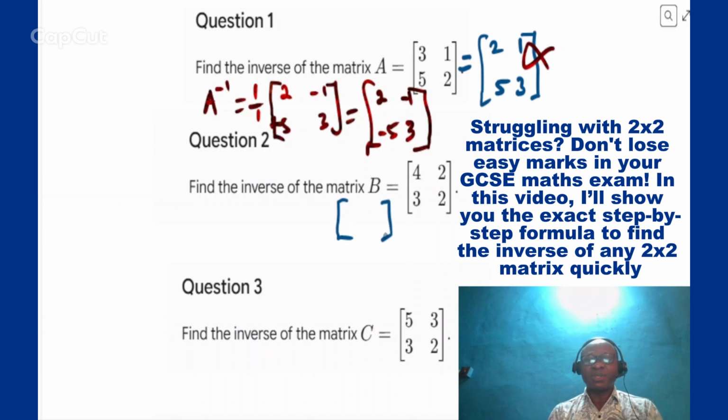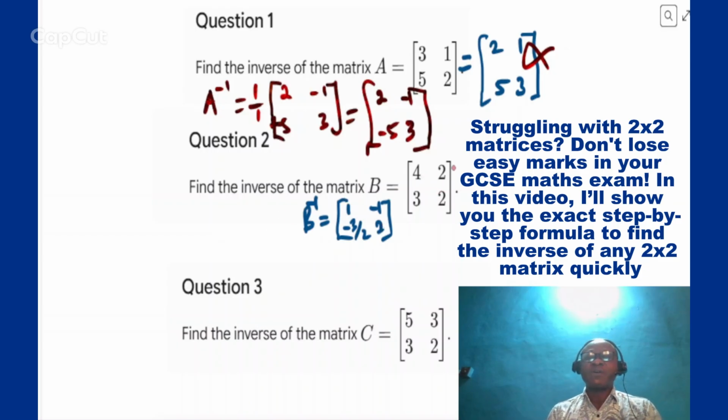Inverse of matrix B. 1, minus 1, minus 3 over 2, then 2. Okay, so I have written down your answers. Is that what you gave me? Yes, sir. Beautiful. Now, let's work it out and see if your answers, the values, are correct.